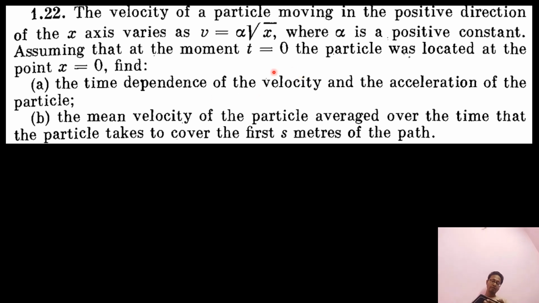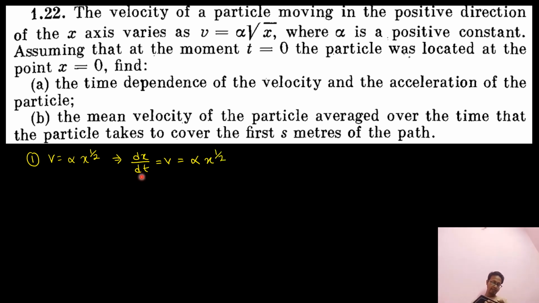That means find the equation of velocity with respect to t and the equation of acceleration with respect to t. Out here, the equation of v is given with respect to x. So out here, v equals alpha into x to the power 1 by 2. Okay, we need to convert this v with respect to t. How do we convert? Can I write v is nothing but dx by dt, equals alpha into x to the power 1 by 2.